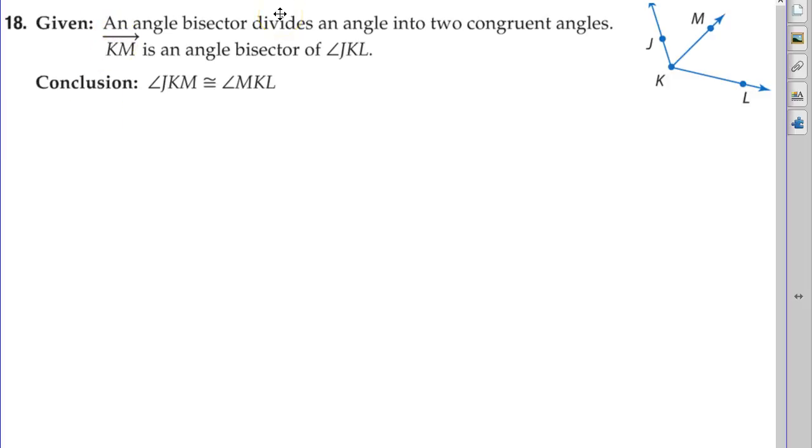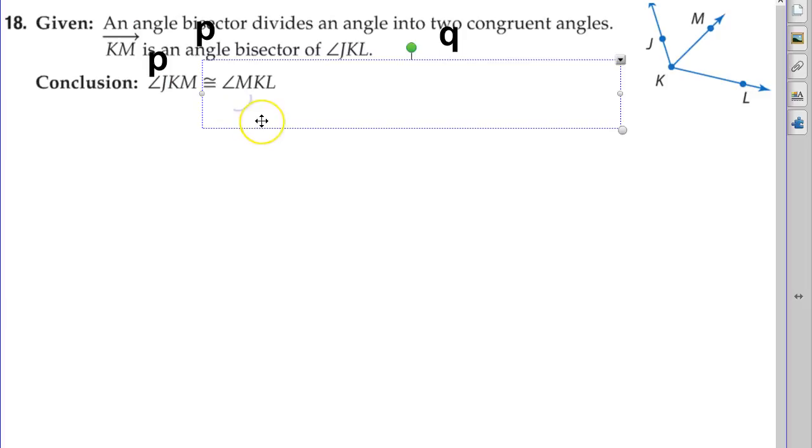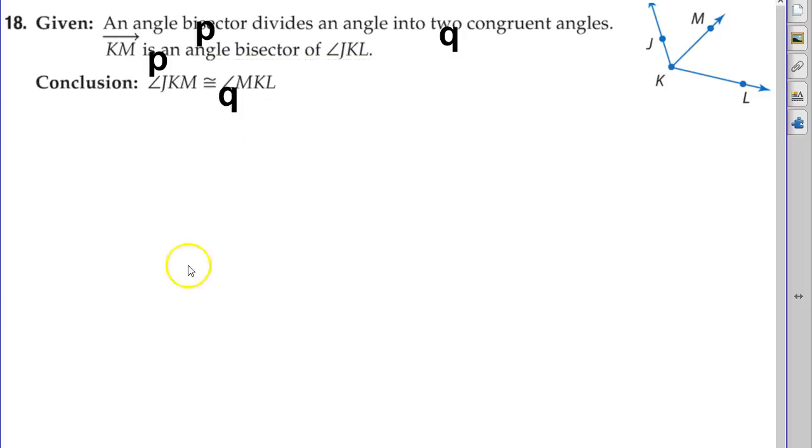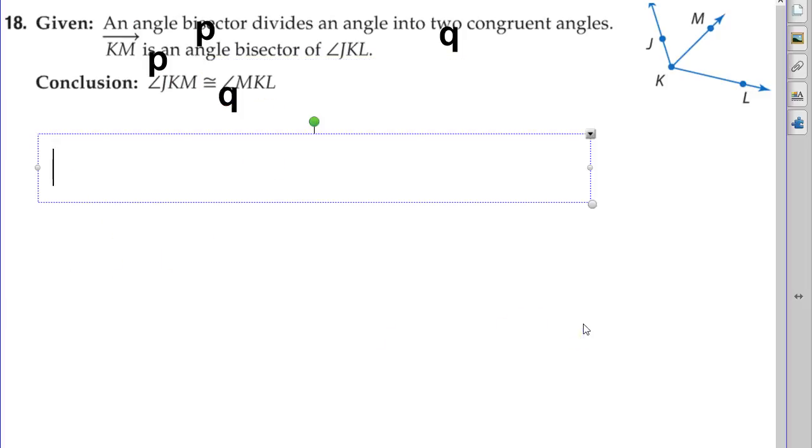Number 18, here's another one. An angle bisector divides an angle into two congruent angles. So if you have an angle bisector, that's your P, then you have two congruent angles, that's your Q. KM is the angle bisector of angle JKL. Hey, guess what? P happened. We have an angle bisector, so Q has to happen. A couple of congruent angles. So valid, law of detachment.